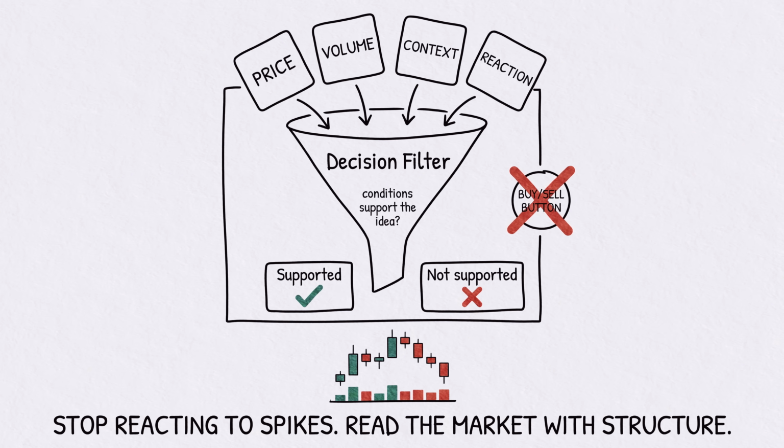The final point is simple. Volume is not a buy button. It is not a sell button. It is a decision filter. It tells you whether conditions support your trade idea. And when those conditions change: price, volume, context, reaction. When you combine all 4, you stop reacting to random spikes. You start reading the market with structure. And that is the real value of volume in trading.